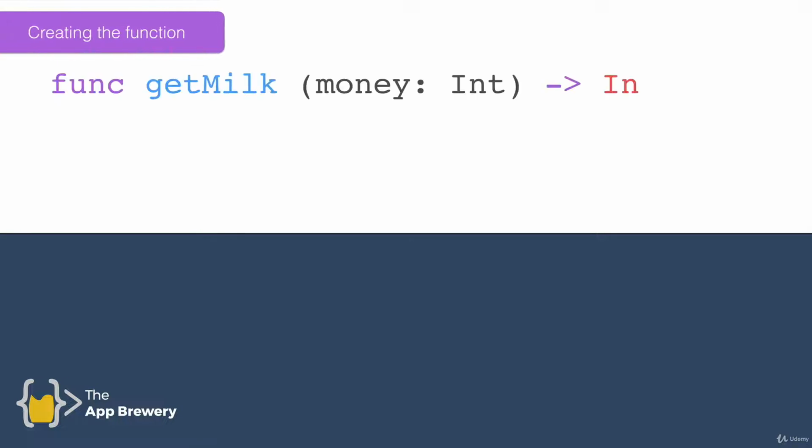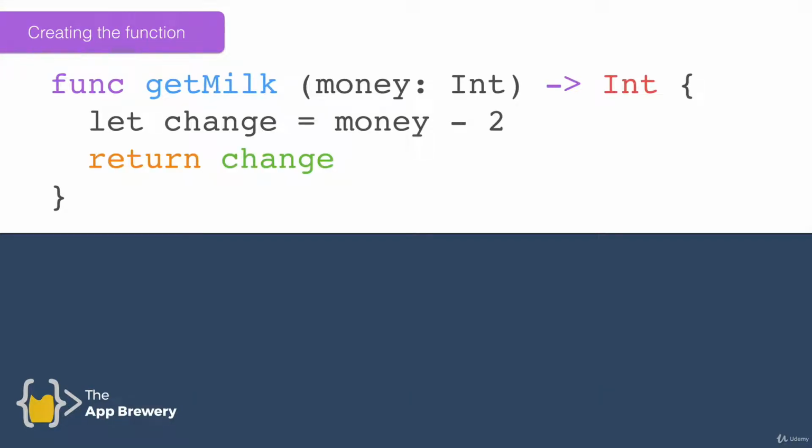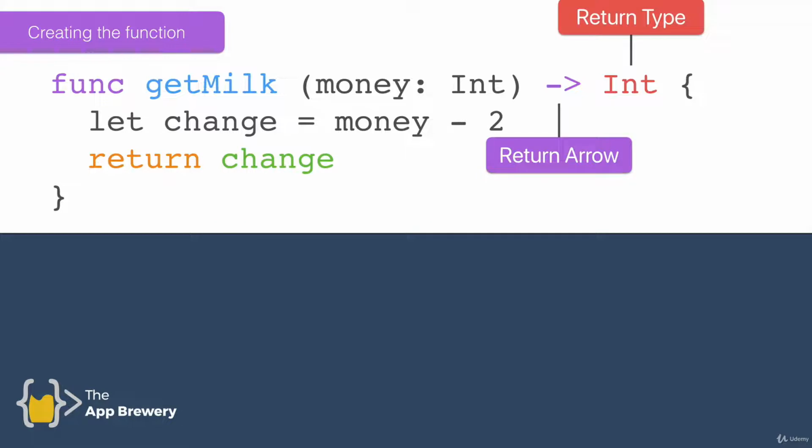Now, this is how we would create our function. We again have our func keyword, the name of our function, and we can, if we want, have a set of parentheses where we provide our input and the data type of the input. Now, in order to specify that this function can produce an output, we add a return arrow here, which is simply just a hyphen and a right angle bracket. And then we add the data type that we expect to return, so the return type.